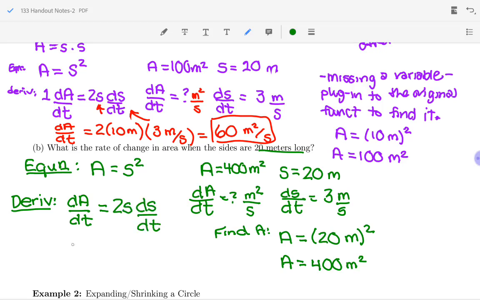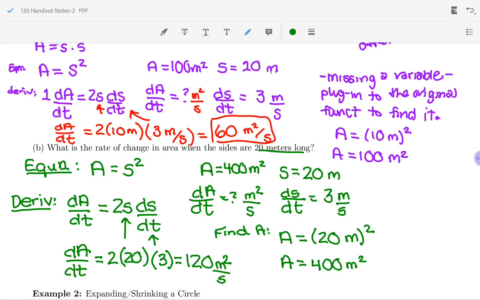This one I'm not going to put the units in on. I'm going to find dA dt by plugging in for each of these letters. So I'm going to have 2 times my S, which is 20 for this one, times my ds dt, which is 3. It's increasing by 3 meters per second. So 2 times 20 is 40, times 3, it's 120 meters squared per second.